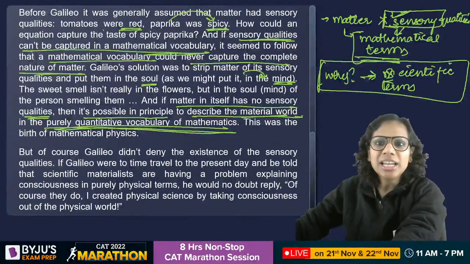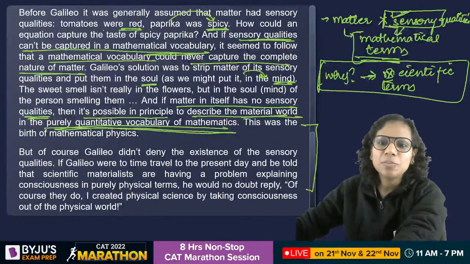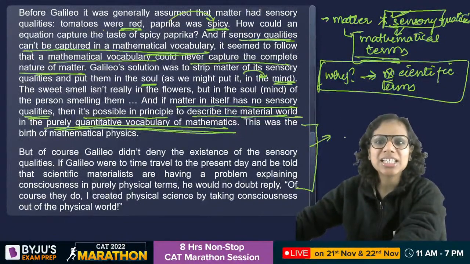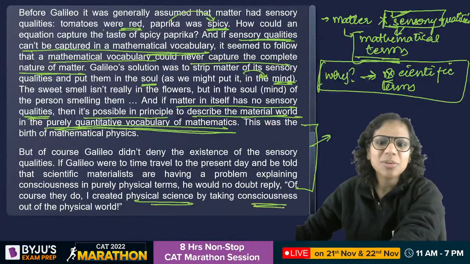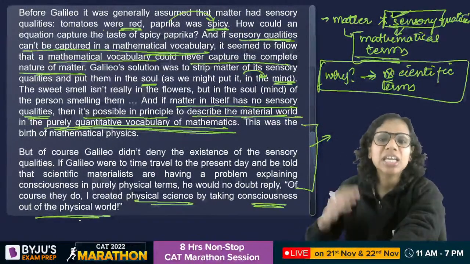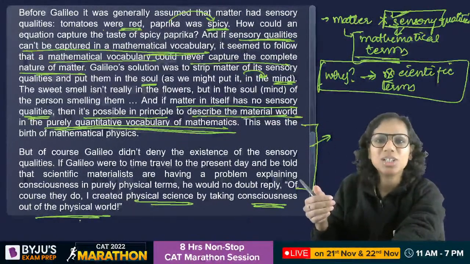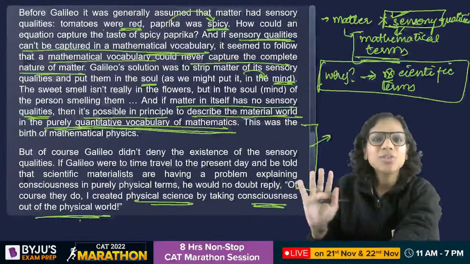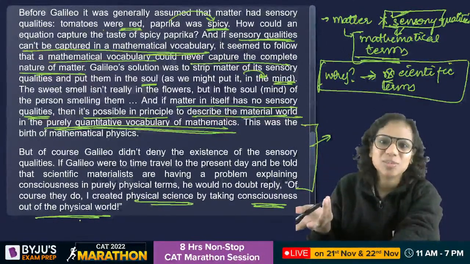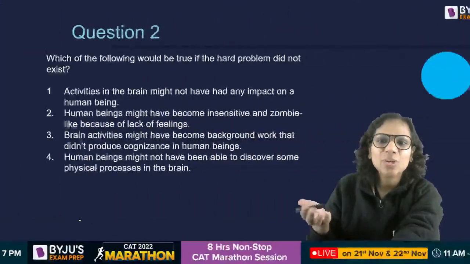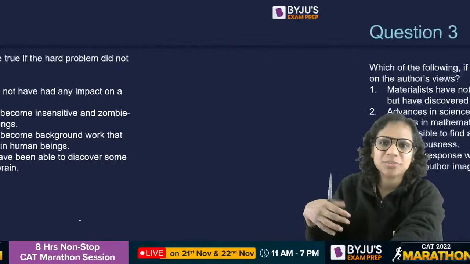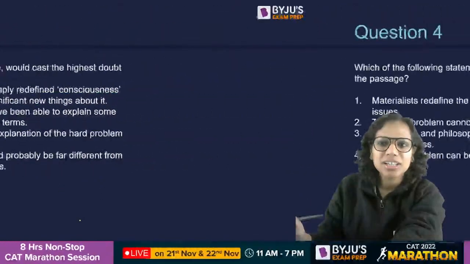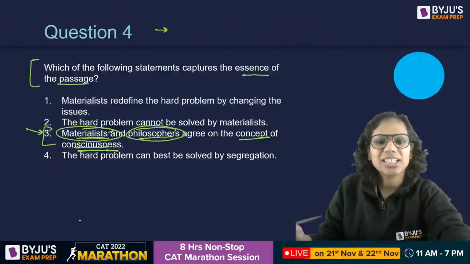Okay. Then the author says that the very basis of physical science is that it has taken consciousness out of the equation. Physical science was created by taking consciousness out of the physical world. Then how can you explain consciousness in physical terms? So author का view है कि materialist नहीं कर पाएंगे physical terms में explain, right? Because physical science was created by taking consciousness out of the equation. So what should be our answer then?